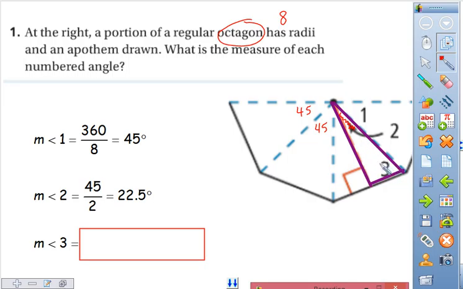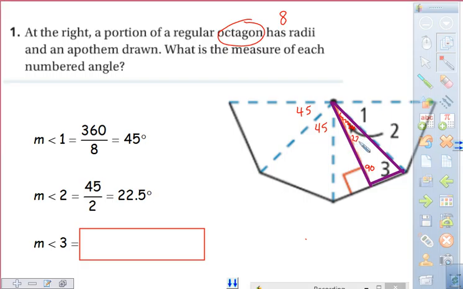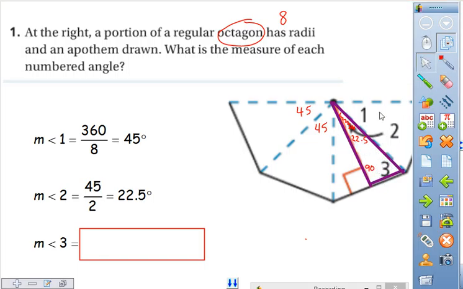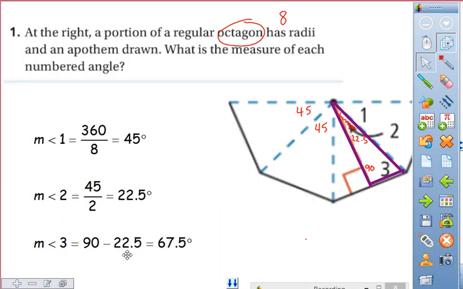So we need to find this angle 3. I highlighted this triangle. If over here this is a 90-degree angle, that means that this is also going to be a 90-degree angle. And angle 2 was given to us as 22.5. So then, triangle sum, if this is already 90, we have 90 left over for those two angles. So 90 minus 22.5 is 67.5.